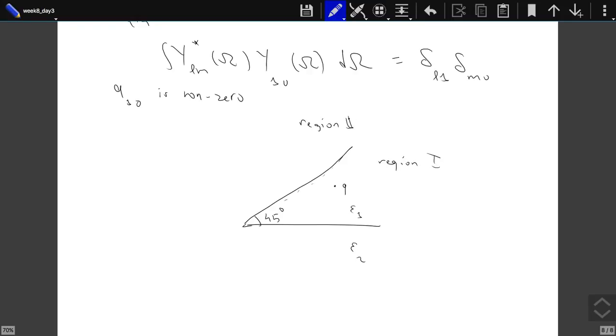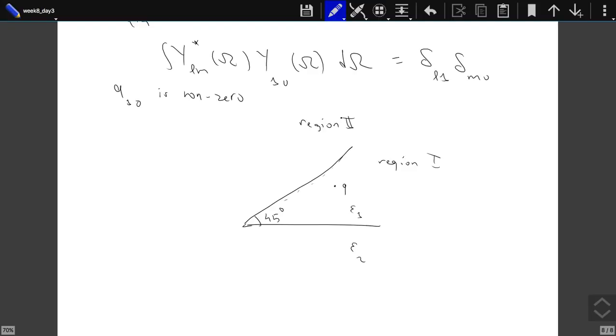So in region 1, if we want to do the method of images, we can put any charges, but they should be outside region 1. That is one critical thing about the method of images. You are looking for the potential in a given region. You can put image charges outside this region. You cannot put image charges in this region, because then you are changing your Poisson's equation, which you shouldn't do.